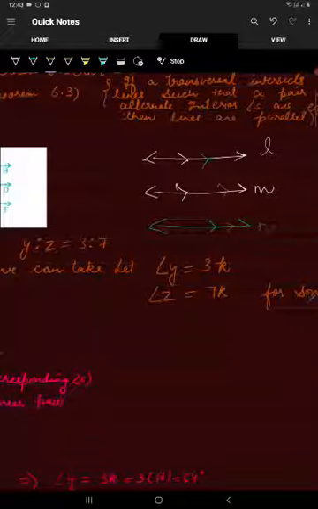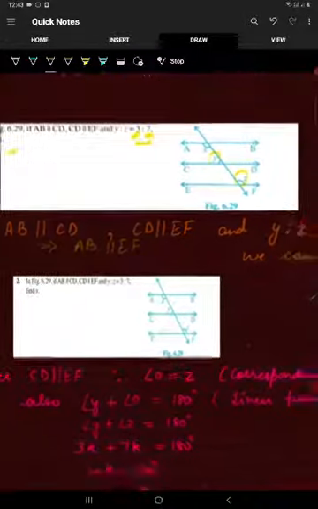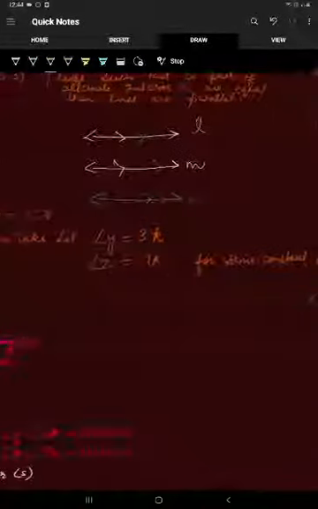So here we can say that if AB is parallel to CD and CD is parallel to EF, then this implies AB will be parallel to EF also. Now we have to find the value of x here, and the ratio of the angles y and z is given to be 3:7. When the ratio is given, we can take any constant. So I am taking the value of angle y to be 3k and angle z to be 7k for some constant k.